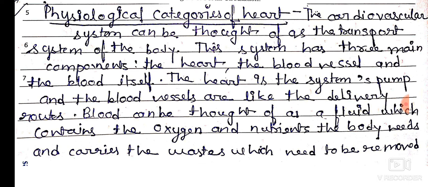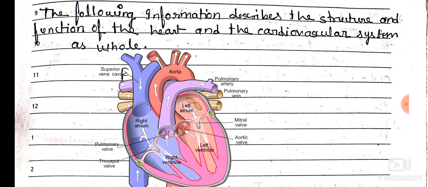Physiological categories of heart. The cardiovascular system can be thought of as the transport system of the body, and this system has three main components: the heart, the blood vessels, and the blood itself. The heart is the system's pump, and the blood vessels are like the delivery routes. Blood can be thought of as a fluid which contains the oxygen and nutrients the body needs and carries the waste which needs to be removed. The following information describes the structure and function of the heart and the cardiovascular system as a whole.